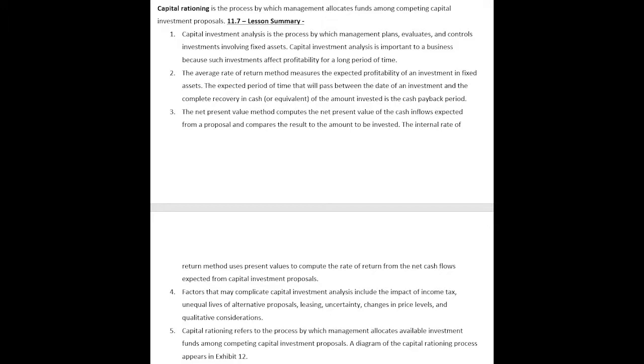Factors that may complicate capital investment analysis include the impact of income tax, unequal lives of alternative proposals, leasing, uncertainty, changes in price levels, and qualitative considerations. Capital rationing refers to the process by which management allocates available investment funds among competing capital investment proposals.